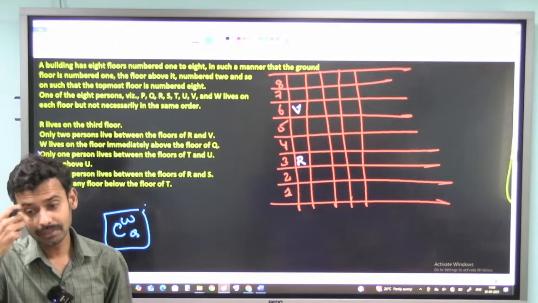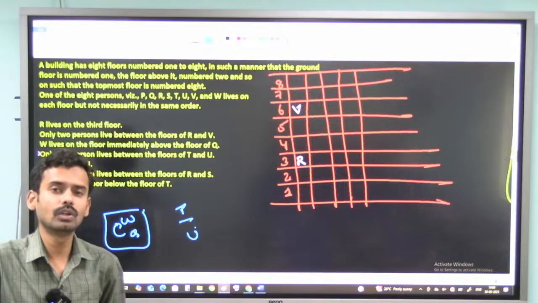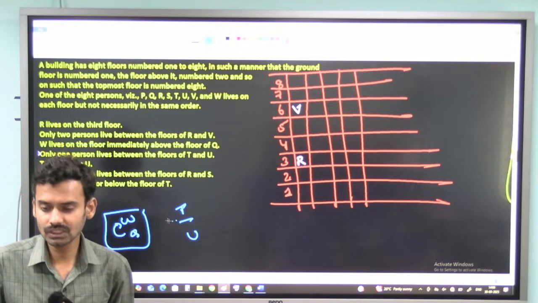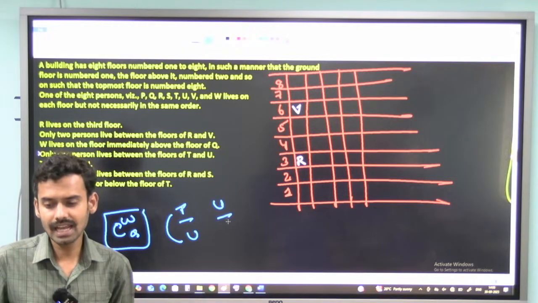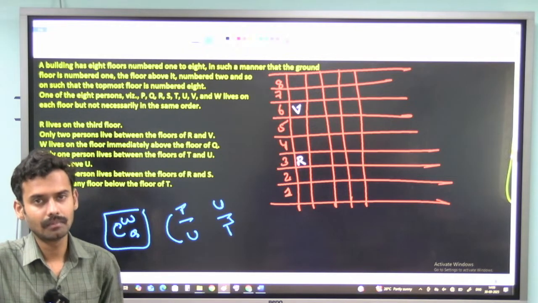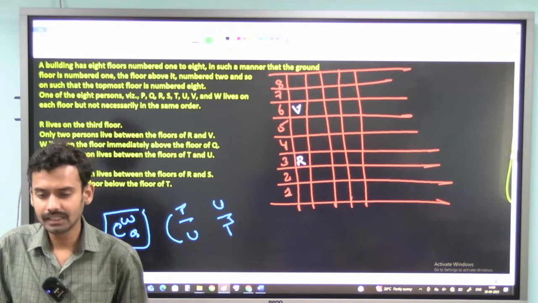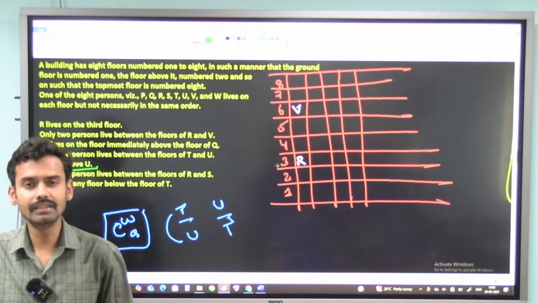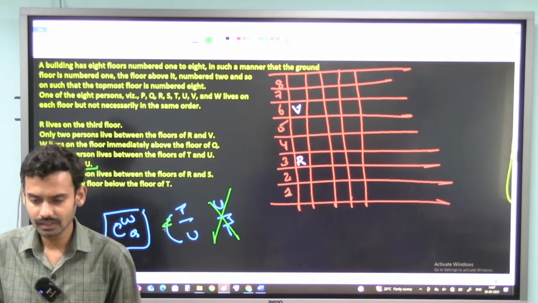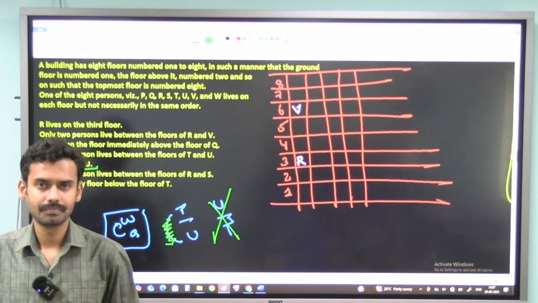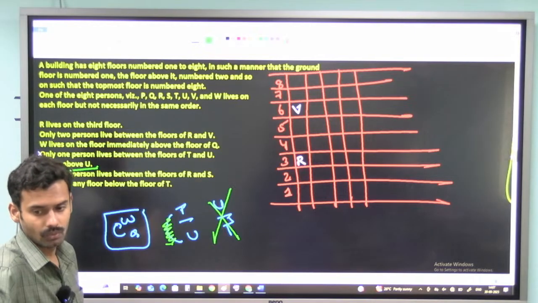Only one person lives between the floors of T and U, T dash U, there will be only one person. Note that we can swap this, because even U slash T is also possible. But in the immediate next information, it is given that T lives above U. When T is living above U, the second condition is not possible. So I can remove this swapping point, because now I can't swap T and U, T must be above U. So there is only one condition.